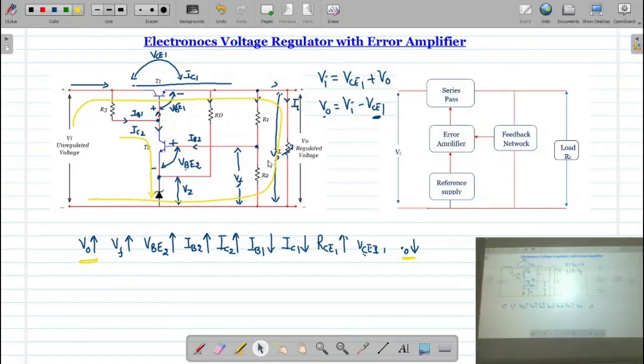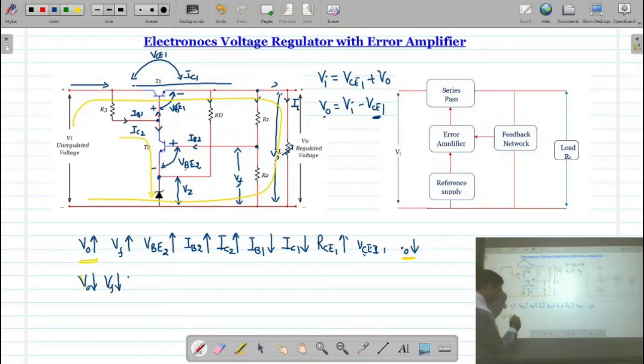So let us see what is going to happen here if this output voltage is decreasing. Now the same logic you can apply. If this output voltage decreases, then naturally the feedback voltage across the resistance R2 will also decrease. So my feedback voltage is decreasing. Feedback voltage will decrease, so the base potential of the transistor will also decrease.